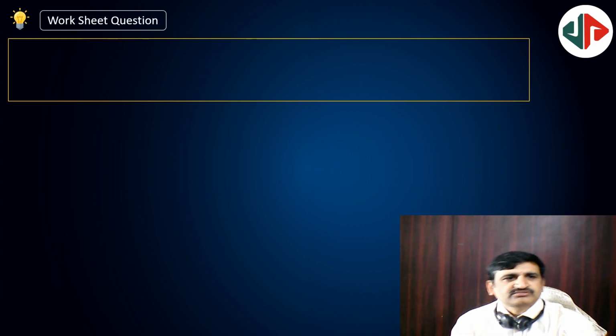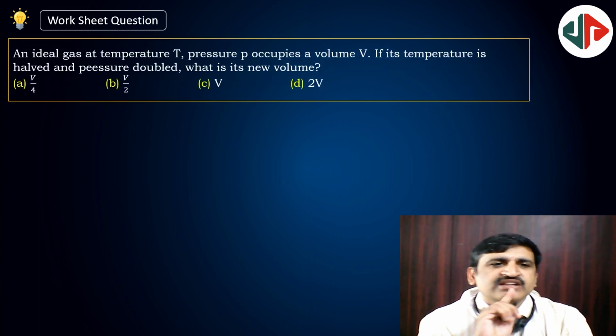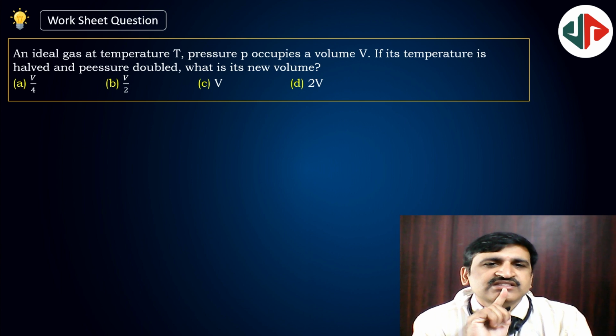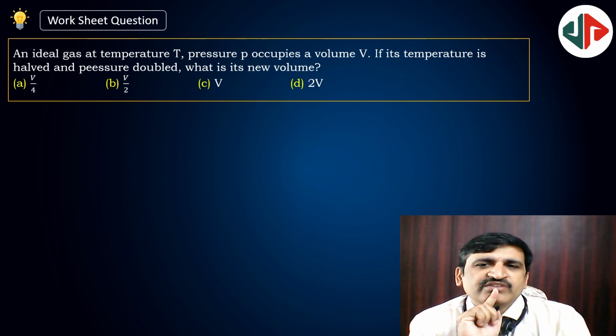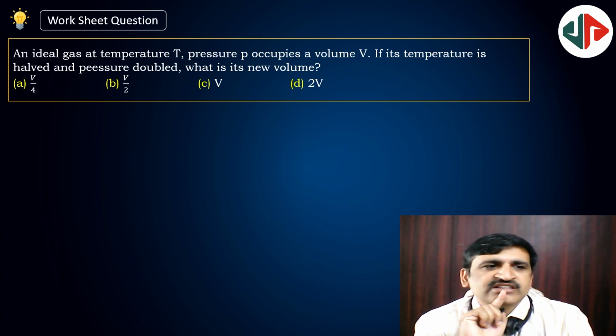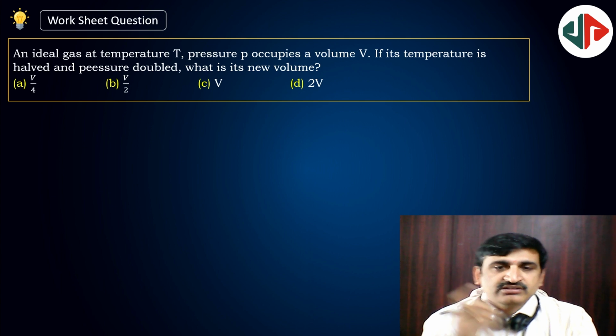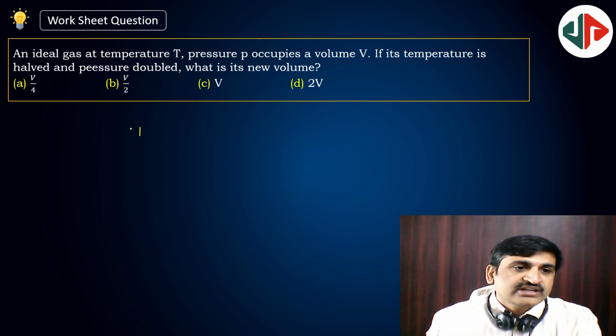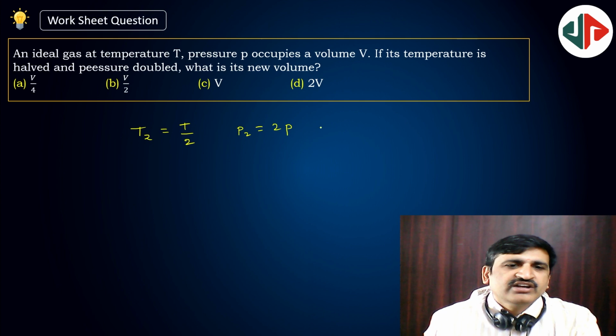Next, an ideal gas at temperature T, pressure P, occupies a volume V. If its temperature is halved and pressure doubled, what is its new volume? Let me write. If its temperature T2 is equal to T by 2, temperature is halved, pressure is doubled, and what is new volume? V2 is equal to how much?